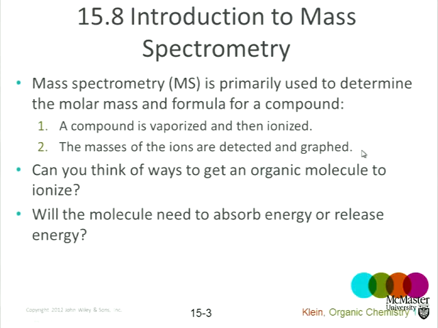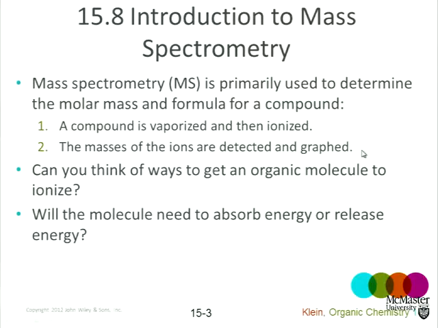So mass spectrometry is primarily used to measure the molar mass and formula for a compound. What we're going to do is vaporize the compound, get it into the gas phase. That will give us individual molecules. And then we're going to ionize the compound. We're going to convert it to an ion. So neutral molecule in the gas phase, still neutral, but we're going to turn it into an ion that can be a positively or a negatively charged ion.